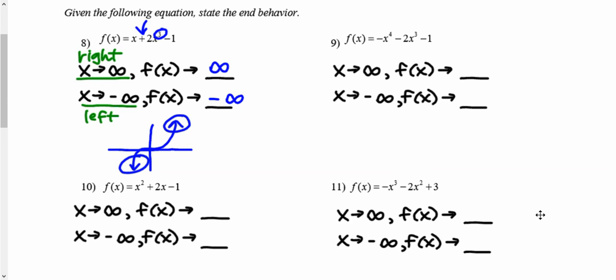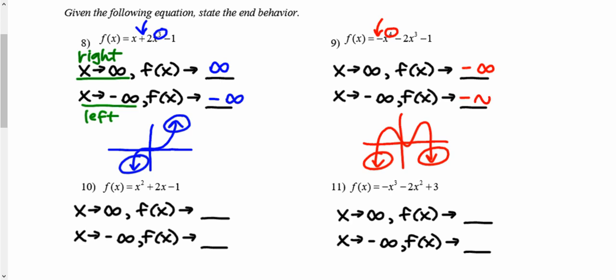So moving on to the next one, this is a degree 4, which is the W shape, with a negative leading coefficient. So it's a W, but it's opening downwards, so it looks something like this. Just a rough sketch, doesn't matter if that's what it actually looks like, it's just a sketch of it. So on the right side, the arrow is pointing down, so we say negative infinity. On the left side, the end is pointing down, so we say negative infinity. Both ends are going down.